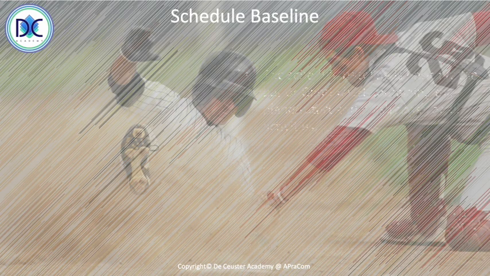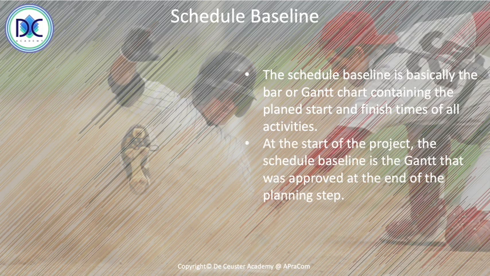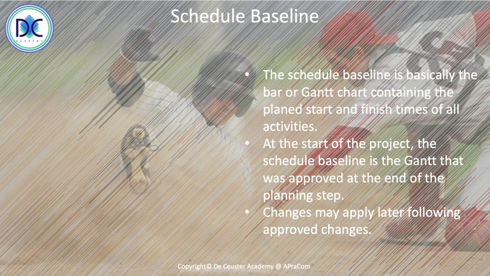We also have a schedule baseline. The schedule baseline is typically the bar or the Gantt chart, which contains the planned start and finish times of all the activities. At the start of the project, the schedule baseline is the Gantt that was approved at the end of the planning step. Changes may lead to adaptations, adjustments of the schedule baseline, but only once the changes have been approved. Unapproved changes should never be represented in the bar or the Gantt chart.